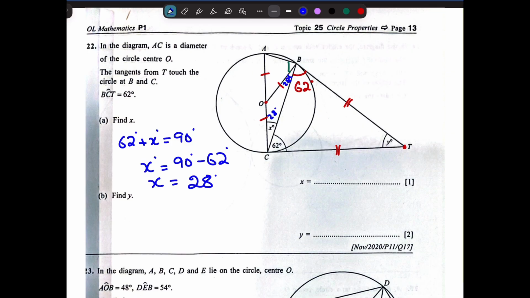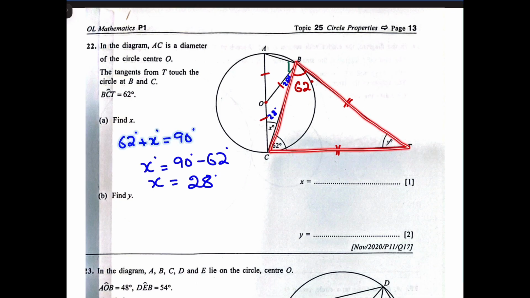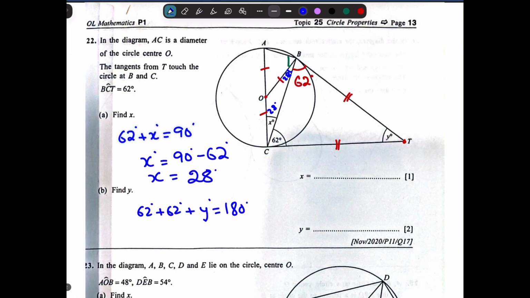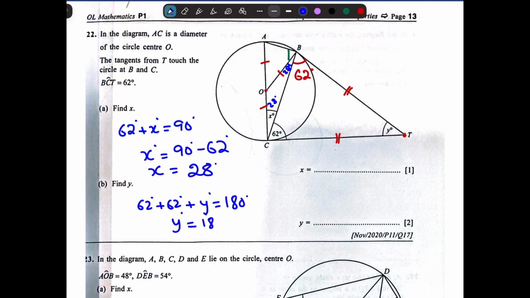Next they want us to find y, which is very easy. We will focus on triangle CBT. This is 62, this is 62. So we can very easily figure out y. So 62 plus 62 plus y should be equal to 180 because the sum of interior angles of a triangle is 180. So y is going to be 180 minus 124 degrees. So y comes out to be 56 degrees. So x is 28 degrees and y is 56 degrees.